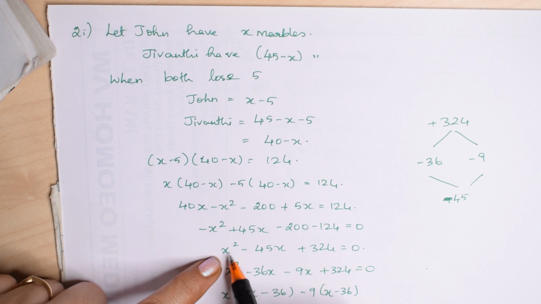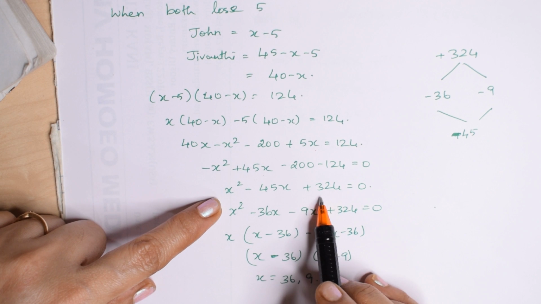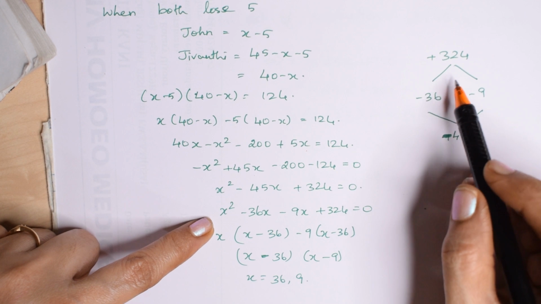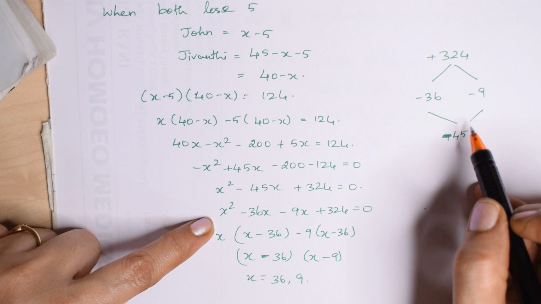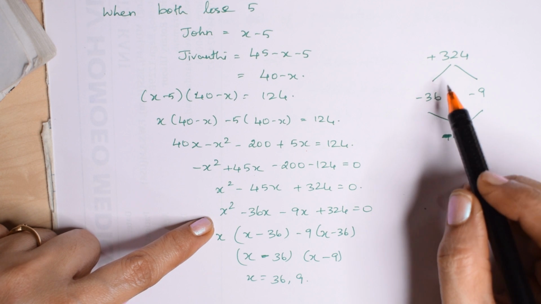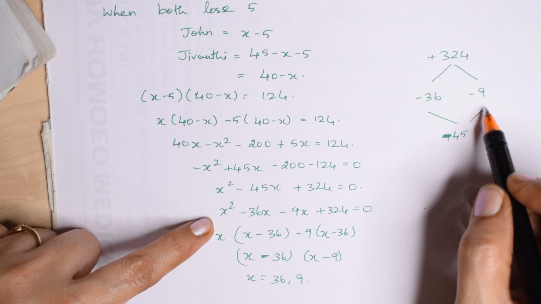I want to change the sign because I don't want x square to be minus, so I am changing the sign. x square minus 45x plus 324 is equal to 0. Now I am simplifying it again. The product of the two numbers is 324 and the sum of the two numbers is minus 45. So both the numbers are going to be minus numbers: minus 36 and minus 9.